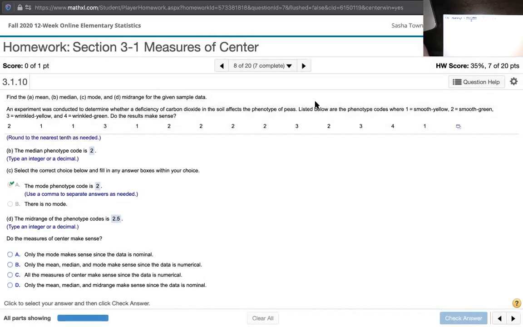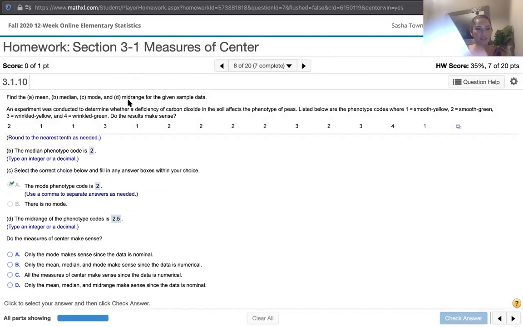Okay, now it's going to ask us some problems about this data set. The first question it asks us is this. It says, do the measures of center make sense? And it says only the mode makes sense since the data is nominal. Only the mean, median, and mode make sense since the data is numerical. All measures of center make sense since the data is numerical. Or only the mean, median, and mid-range make sense since the data is nominal.